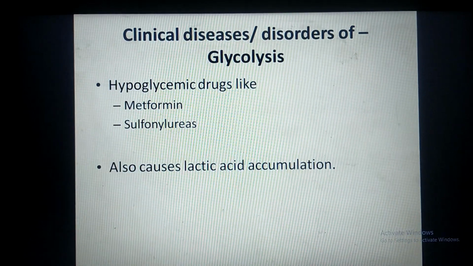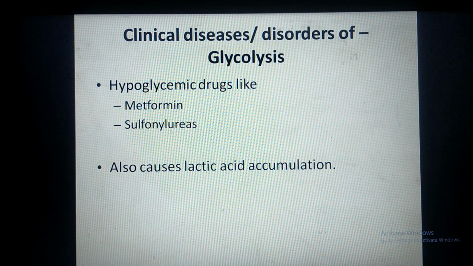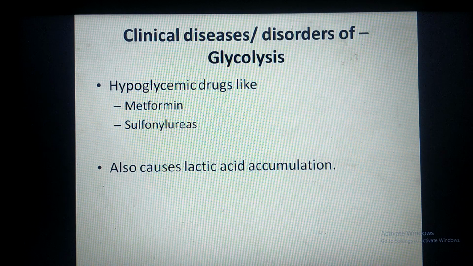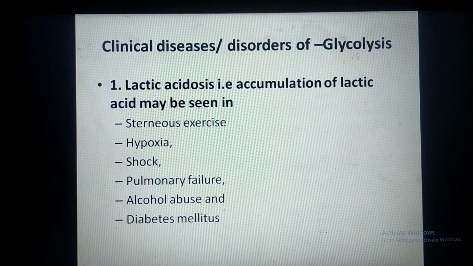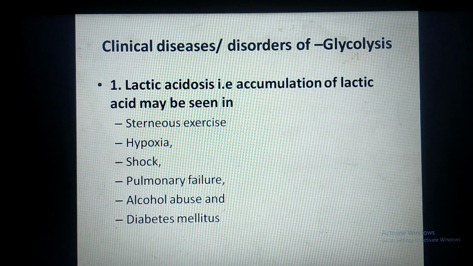Second cause is oral hypoglycemic drugs which are used by the diabetic patients like metformin and sulfonylureas. These drugs also cause lactic acid accumulation in the tissue. So these are the various causes of lactic acidosis.